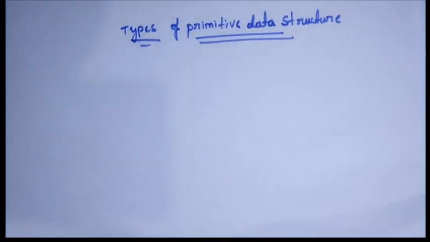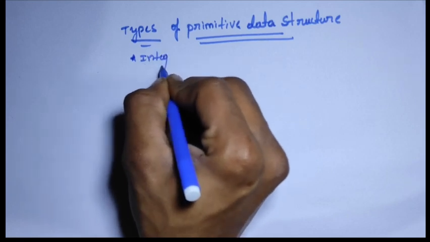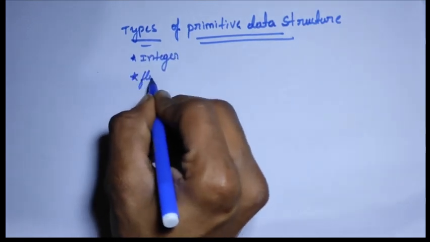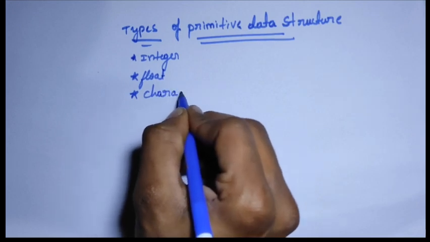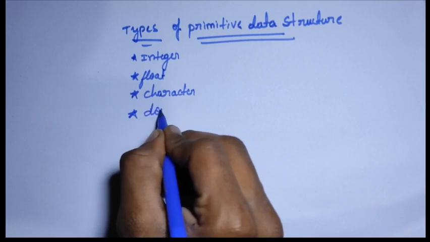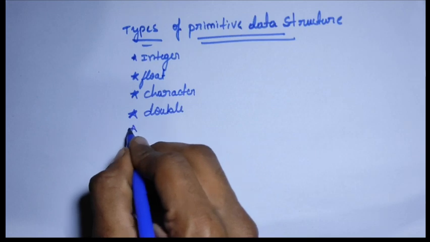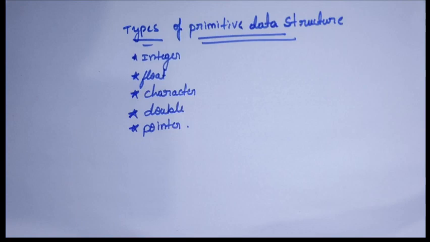So as I mentioned, basically we have 5 types: integer, float, character, double, pointer. We will discuss them one by one. Okay, so the first is integer.